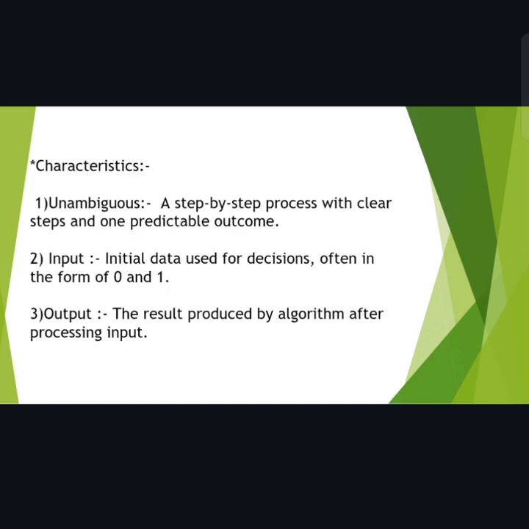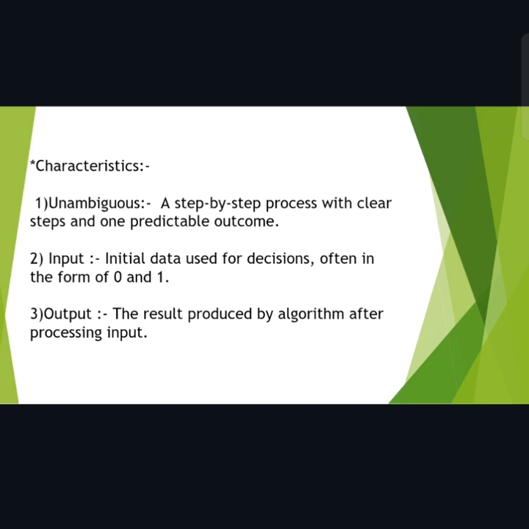So next is characteristics of an algorithm. First is it is unambiguous, means every step should be clear and leave no room for confusion. If it says boil water, it must mention how much and how long. Second is input. That means every algorithm starts with input, the initial data. For example, when calculating the area of a circle, the radius is the input.